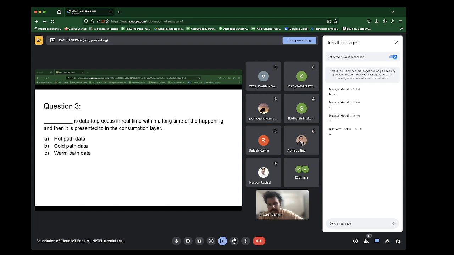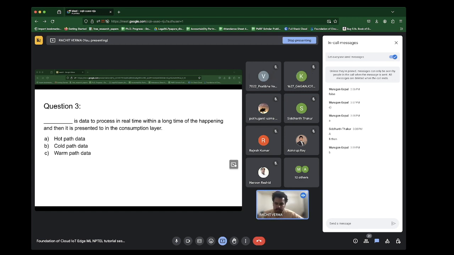I want you to pay very clear attention. I'm sorry, there's a small typo in the question. Dash is data to process in real time. This real time word should not be there. Dash is data to process within a long time of the happening, then it is presented to the consumption layer. Now can you all repeat your answers? Just neglect this real time, just consider this long time. Cold. Yeah, so that is correct.